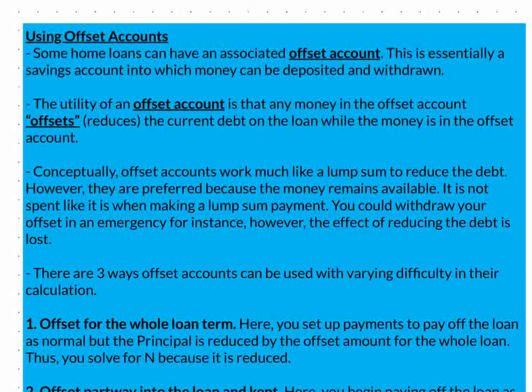This one's on using offset accounts. So this covers 8C6 and 8C7, which is my own bonus chapter that I had to write, and I'll explain why I had to write another chapter to go with the book as we go.